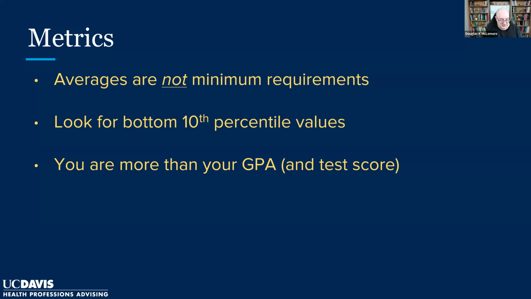When looking at databases, and some of the databases have this, some of them do not, I would try to be looking at the bottom 10th percentile. If you're above the bottom 10th percentile, you will almost certainly get looked at. Your application will get evaluated. And that's what you need, because once your application gets evaluated, what else is important in your application besides the metrics?